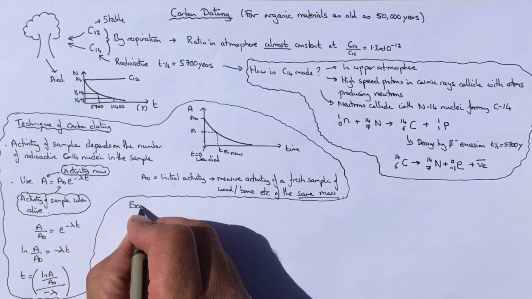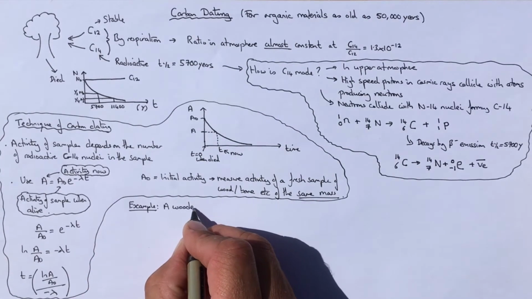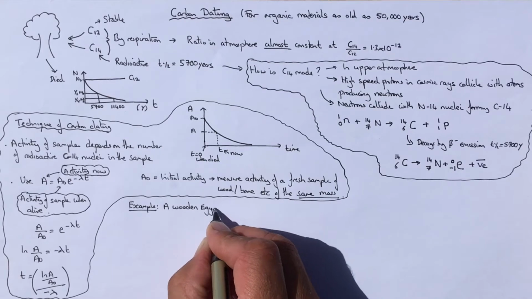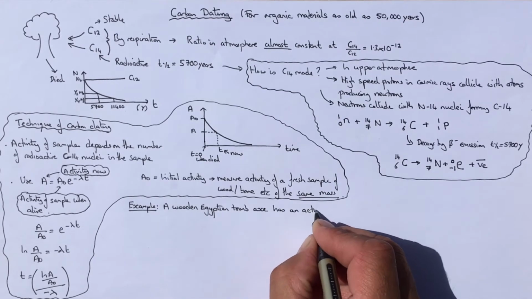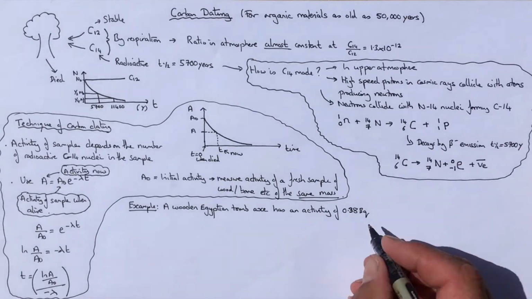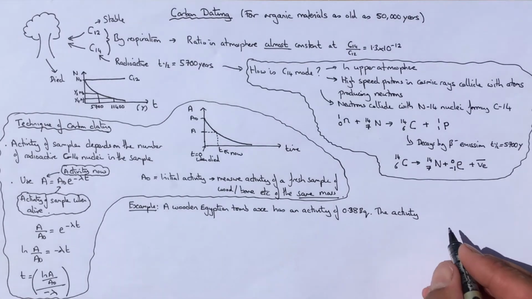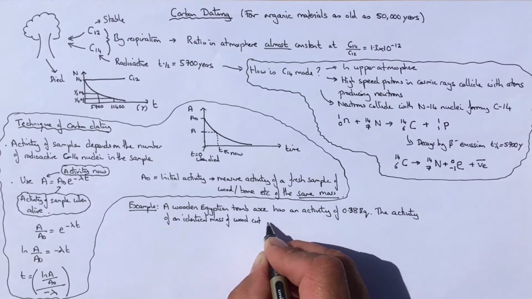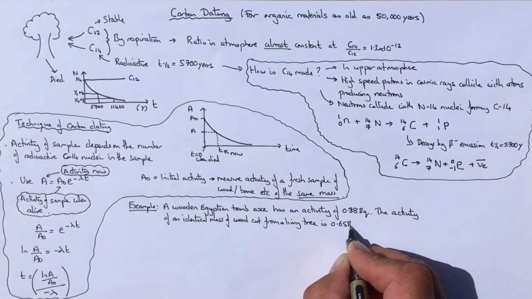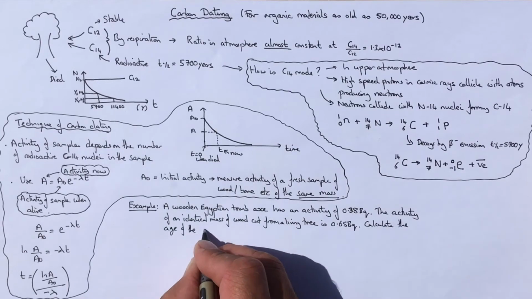So let's do an example to see how we can apply this. Suppose we found a wooden Egyptian axe in a tomb which has an activity of 0.38 becquerels. If we then tested the activity of an identical mass of wood cut from a living tree and found it was 0.65 becquerels, calculate the age of the axe.